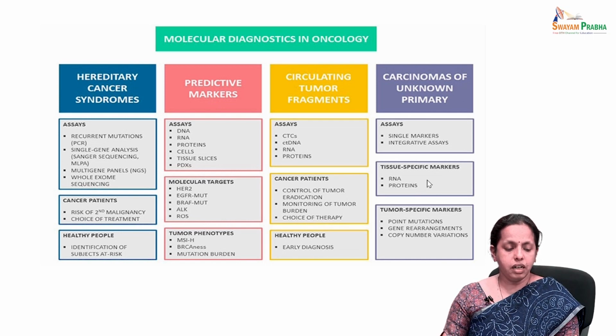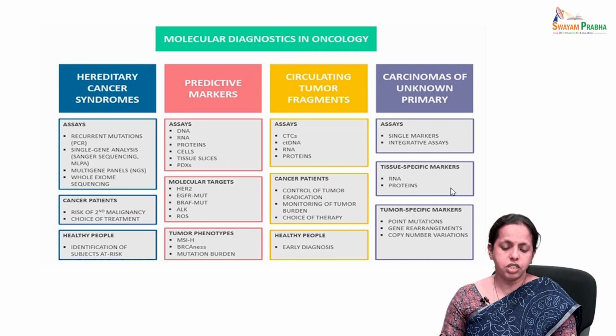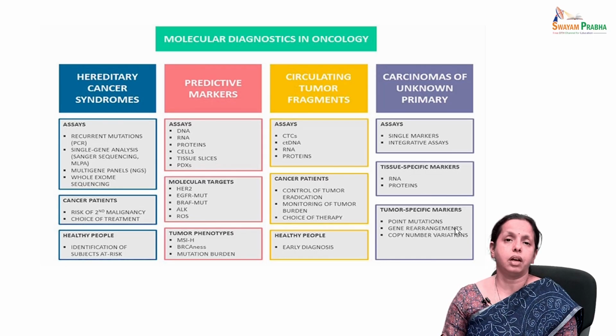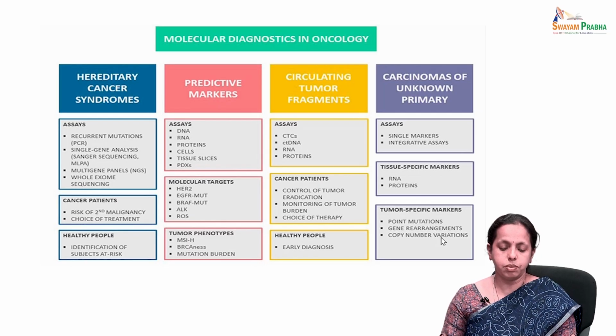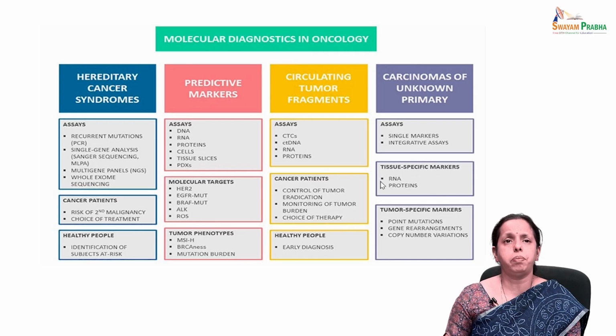For many carcinomas of unknown origin, you have tissue specific and tumor specific markers, with point mutations, gene rearrangements, and copy number variations. These are all very important terminology for molecular diagnostics in oncology.